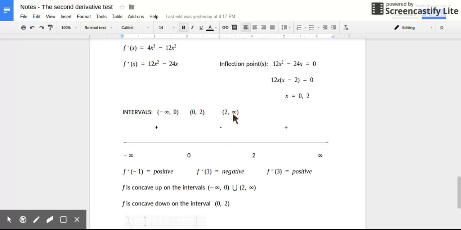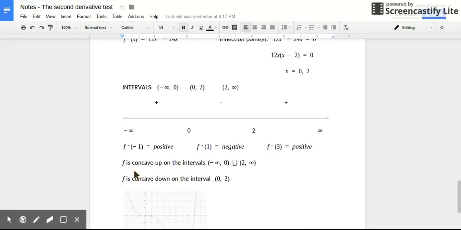Evaluate the last interval. Plug in a value anywhere in between 2 and infinity. 3 would be the easiest choice. If I plug in 3, 3 minus 2 is a positive value, and 12 times 3 is also positive. So a positive times a positive is going to give me a positive second derivative result. So I know that anywhere on that interval, my original graph is going to be concave up.